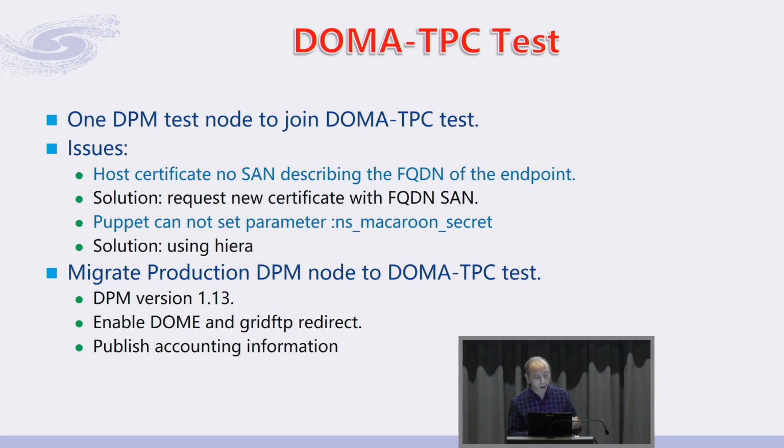Another problem is that Puppet cannot set the parameter for the macaroon, and then I used Puppet Hiera to set up this parameter. And in August this year, we used our production DPM to test the DOMA TPC. We upgraded our DPM to version 1.13 and enabled Puppet DOME and GridFTP redirect. Now I'm publishing the JSON accounting information in the DPM.